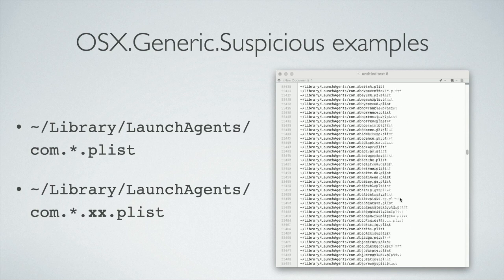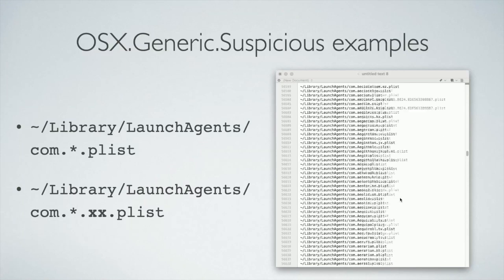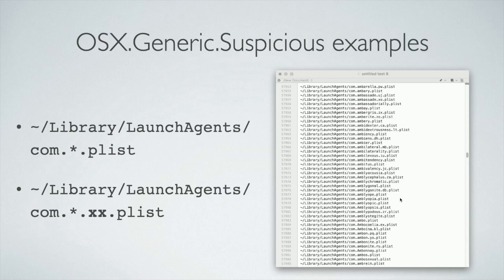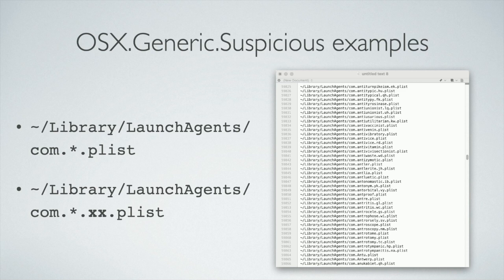And then here, I'm just scrolling through a list of items in launch agents that are named either com.somerandomword.plist or com.somerandomword and then two random letters.plist. And you can see in this video, it just keeps going and going. If we keep watching, we won't even get out of the A's. So this is very, very prolific, and it's really difficult to detect this sort of thing by name. You have to go into the content.